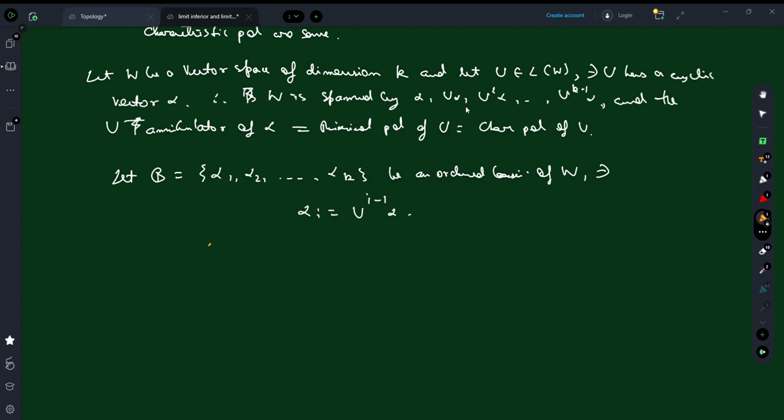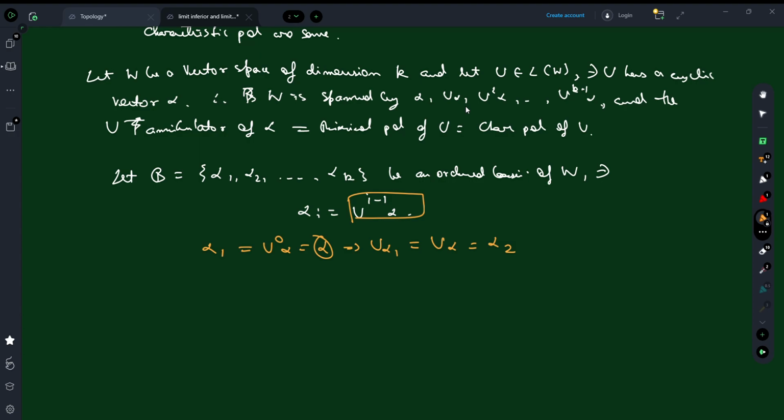Let me just break down this observation a bit. What is alpha 1? Alpha 1 is U to the power 0 of alpha, but U to the power 0 is obviously the identity operator, it's a conventional assumption. So that's exactly equal to alpha, right? Then what is U of alpha 1? U of alpha 1 is U of alpha, which from this definition is U to the power 2 minus 1 of alpha, so that's exactly equal to alpha 2, right?